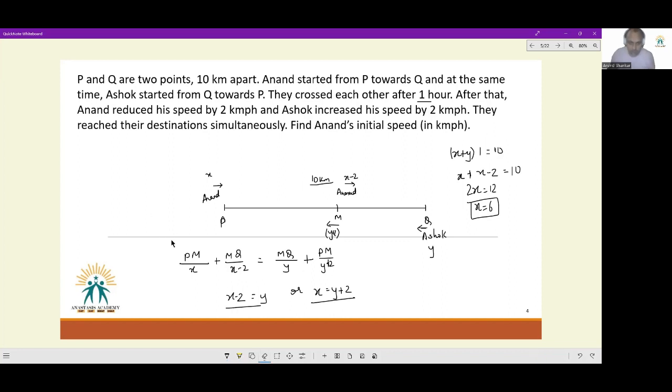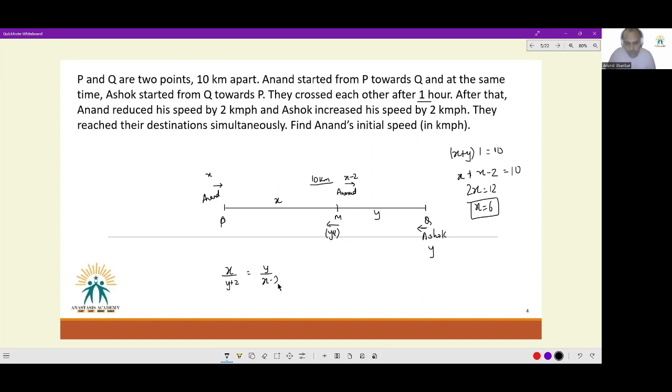Otherwise, we can also solve it algebraically. See what has happened. In 1 hour, Anand had traveled PM distance. What is PM distance? It is a distance of X. And in 1 hour, Ashok had traveled MQ distance. What is this distance? Y distance. So X traveled at the rate of Y plus 2 is equal to Y traveled at the rate of X minus 2. You can potentially solve it this way also.